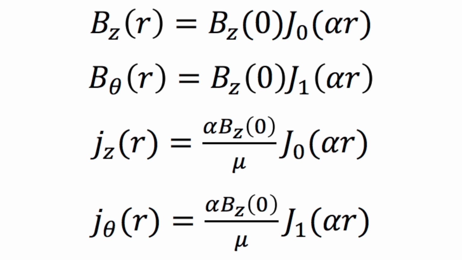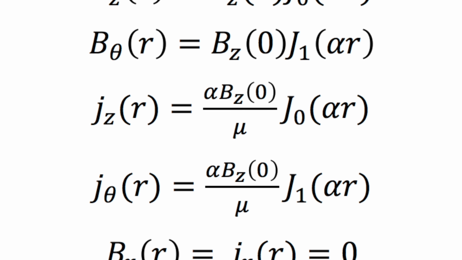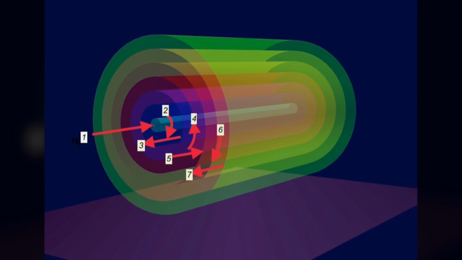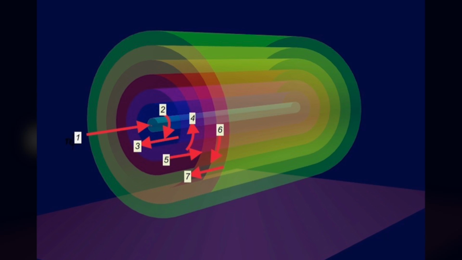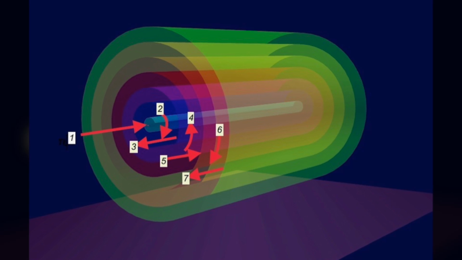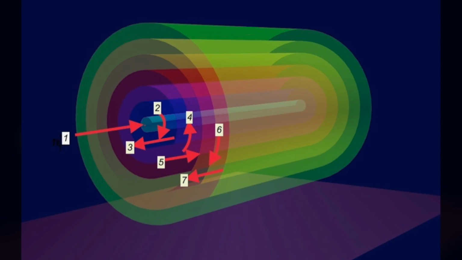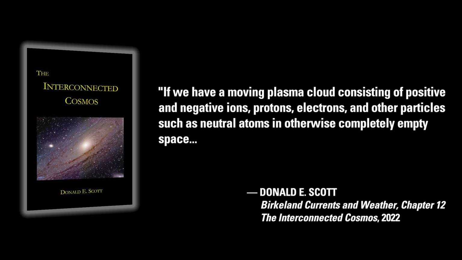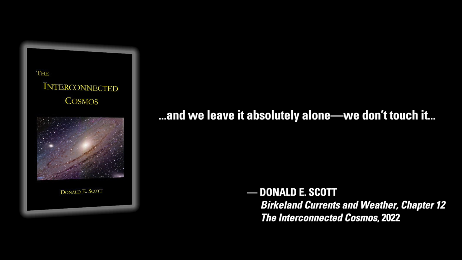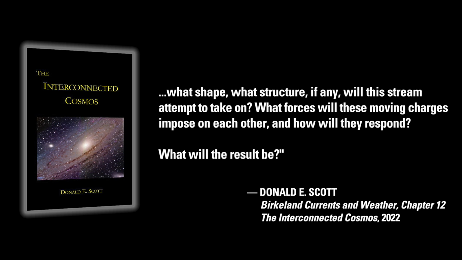My model is described by a set of 5 equations that can be used to produce three-dimensional images of both the internal and the external appearance and the workings of a typical Birkeland current. It's based on answering a very simple question. If we have a moving plasma cloud consisting of positive and negative ions, protons, electrons, and other particles such as neutral atoms, in otherwise completely empty space, and we leave it absolutely alone, we don't touch it, what shape, what structure, if any, will this stream attempt to take on? What forces will these moving charges impose on each other, and how will they respond? What will the result be?